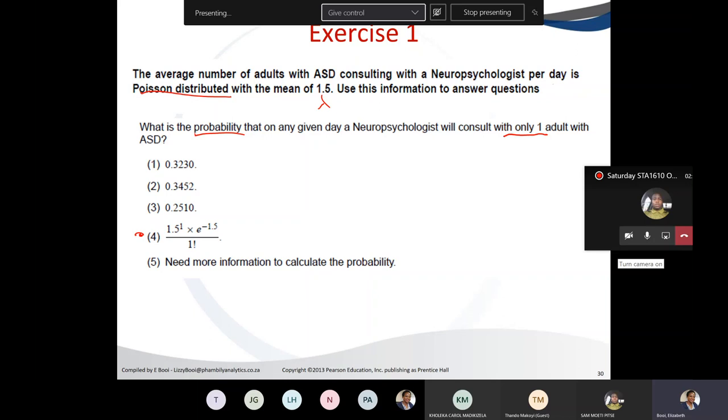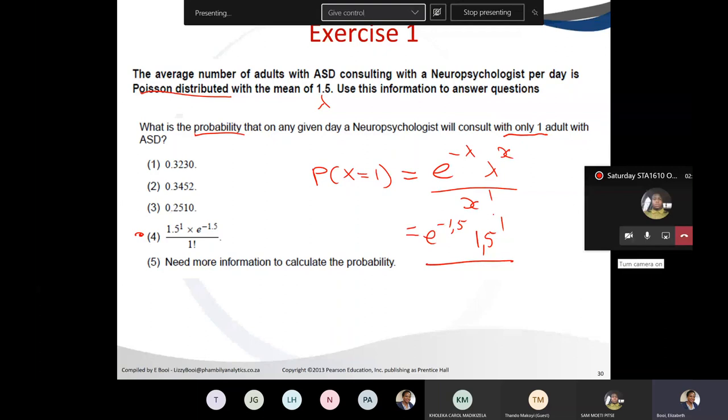So to start with, we can start with the formula. We know that the formula to calculate the probability that X equals 1, which is the most complex one, and if I can eliminate the formula, then I can start calculating the probabilities. The formula states the probability is e to the power of negative lambda, times lambda to the power of x, divided by x factorial. I know what my x is and I know what my lambda is, so I can substitute into the formula: e to the power of minus 1.5, because my lambda is 1.5, times 1.5 to the power of x, where x is 1, divided by 1 factorial.